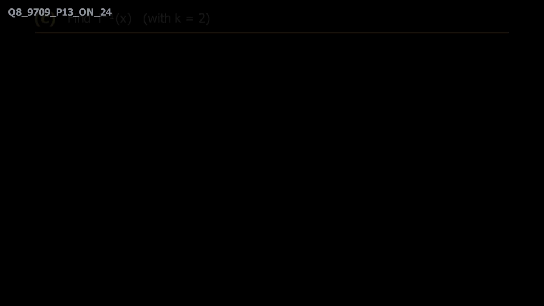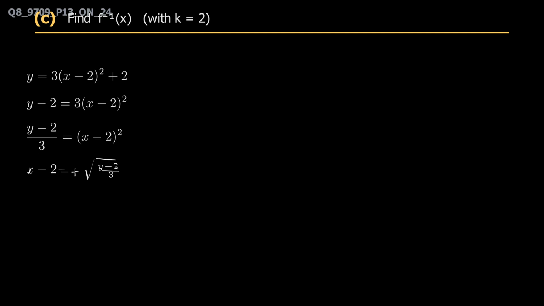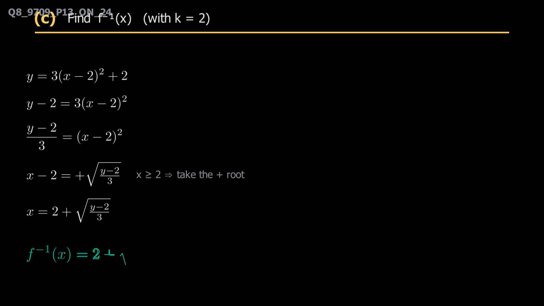Part C. Find f inverse when k equals 2. Set y equal to f of x and solve for x. Rearrange step by step. Because x is at least 2 on f, take the positive square root. So f inverse of x is 2 plus the square root of (x minus 2) over 3, with x at least 2.